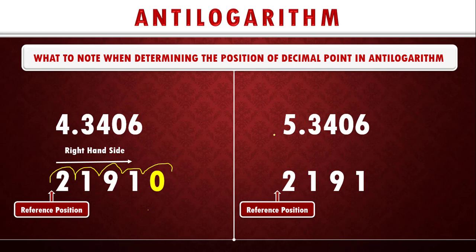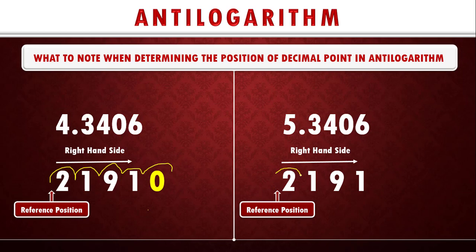So if that is 6, that means we are counting to the right hand side. Remember, if the value obtained after adding 1 to the characteristic is positive, that means we are counting to the right hand side. So let me show you the counting. So we are counting from our reference position.